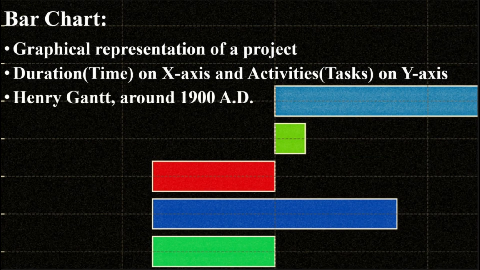The bar chart, also known as the Gantt chart, was introduced by Henry Gantt around the year 1900. His goal was to provide a simple yet effective way to visualize tasks and their durations. Since then, bar charts have been widely used in project management.